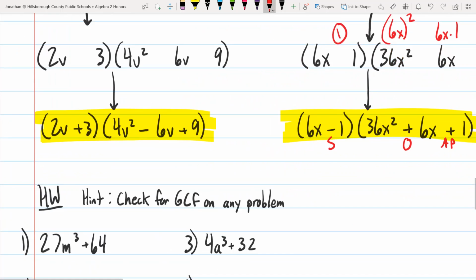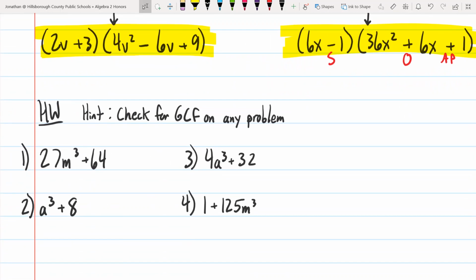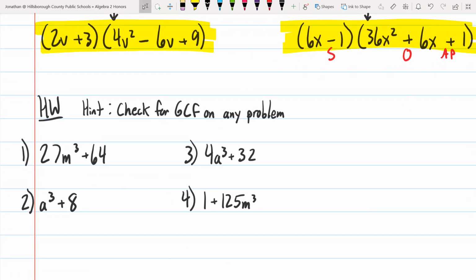All right. Here are your homework problems, and the answers are just below. And I gave you a little hint for one of these. Check for the GCF. One of these does have a GCF that you do need to pull out first.